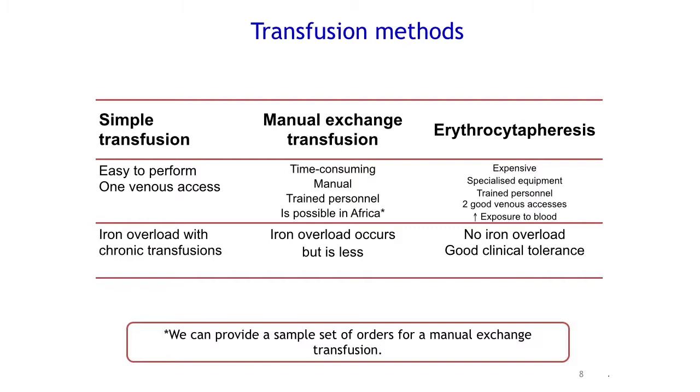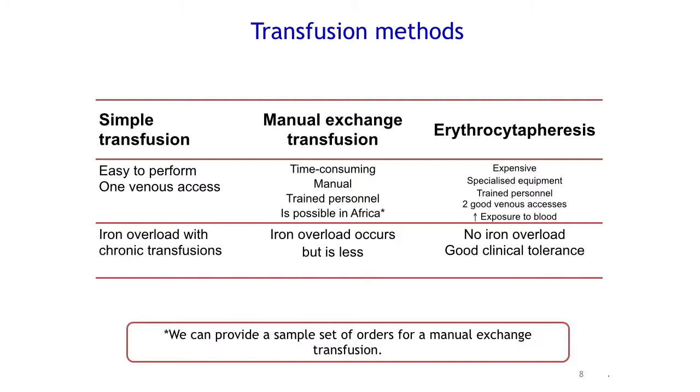In this case, the dangers of iron overload may occur, but they are less because you actually take out some red blood cells before transfusing with new blood, which is devoid of these sickle cells.